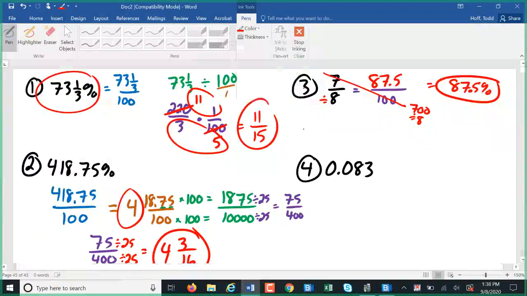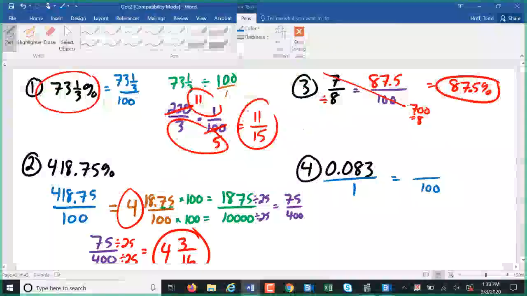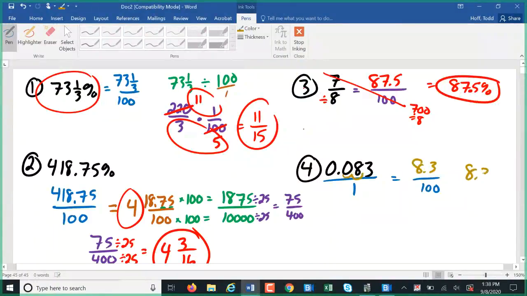.83 as a ratio, or sorry, as a rate, that's 0.83 out of 1. We want it to be out of 100, which means we multiply by 100, remove the decimal point 2 spots to make that 8.3 out of 100, or 8.3%. Any questions there?